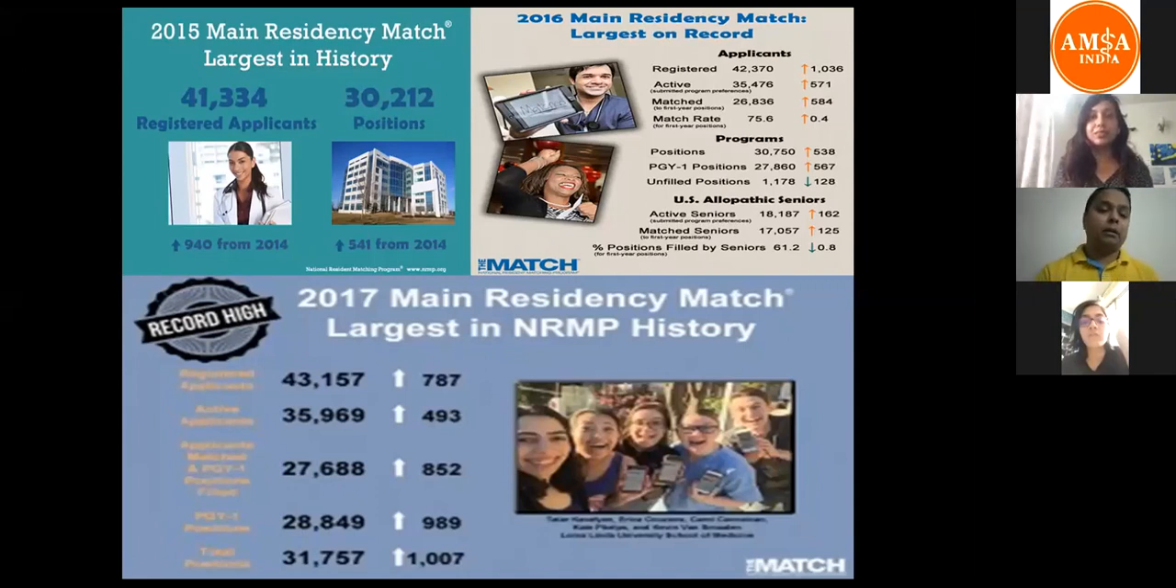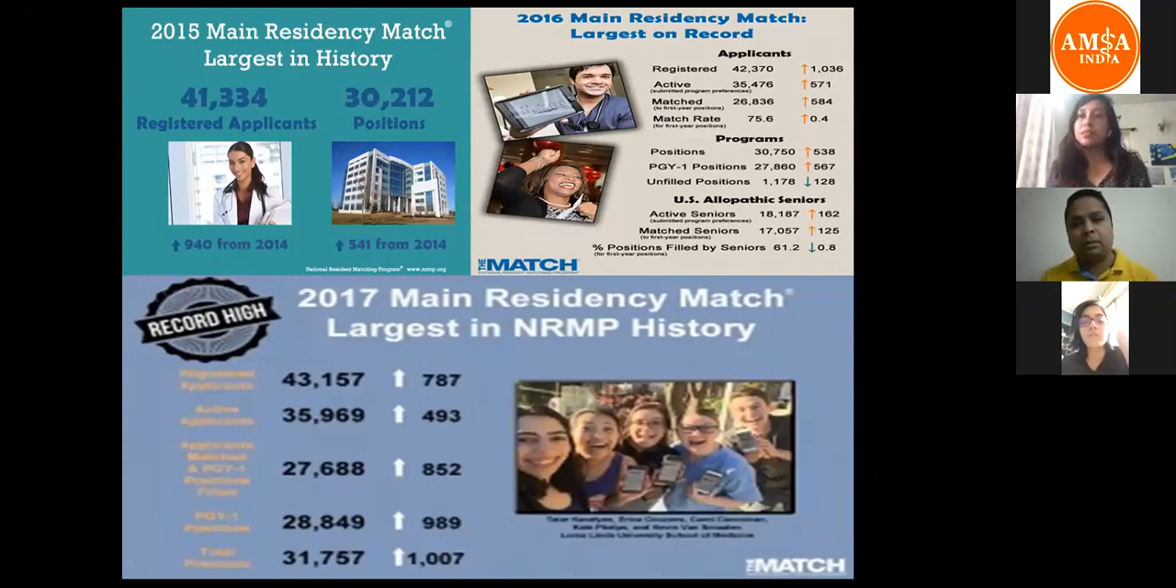People have taken a step ahead to get into the US, and as a result, the demand and the supply both have increased in the upward direction. Now, what happened thereafter? In the year 2016, when people applied for residency in the US, the total number of registered applicants increased by 1,036.